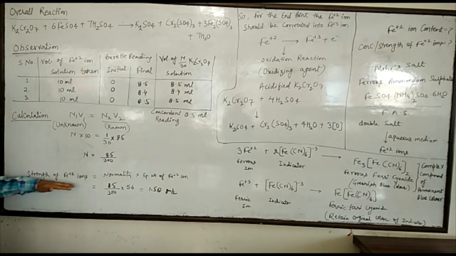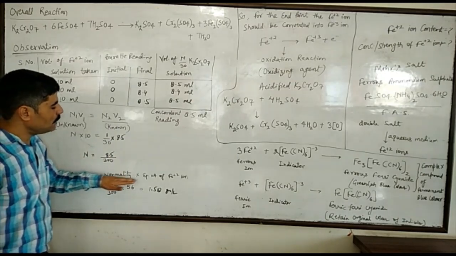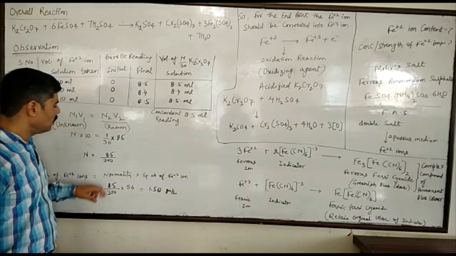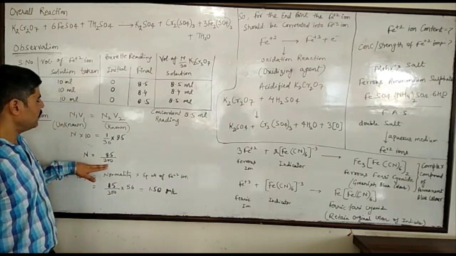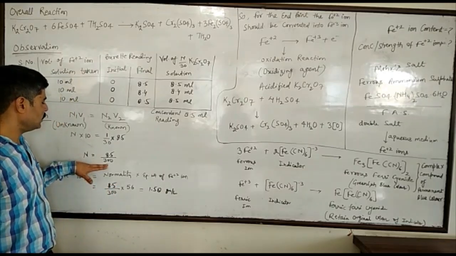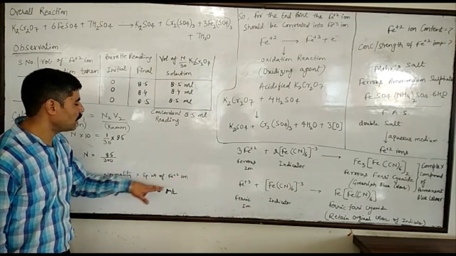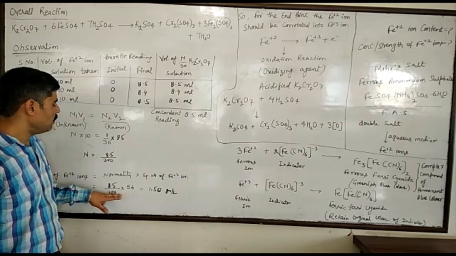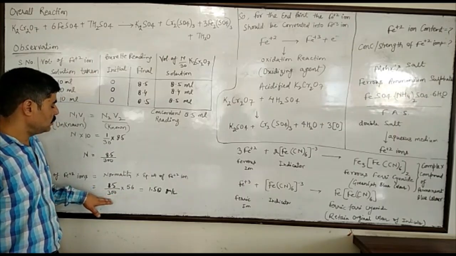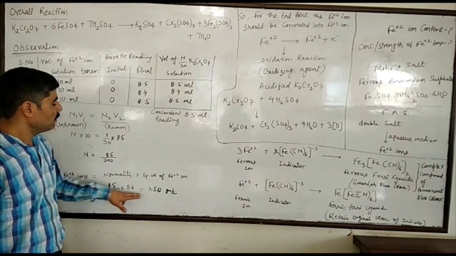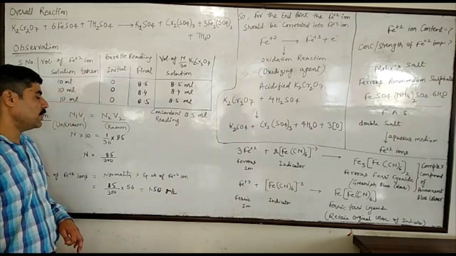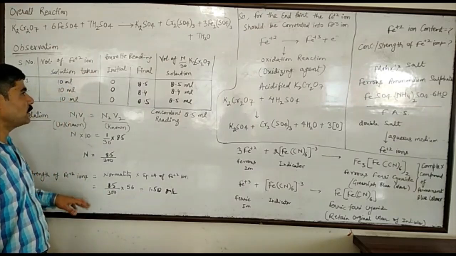Now the strength of Fe+2 ions is normality multiplied by the equivalent weight of ferrous ion. The normality, which we calculated here, is 8.5 divided by 300, and the equivalent weight of Fe+2 ion is 56. When we multiply this 56 with this normality, we get 1.58 grams per liter. That is the strength of Fe+2 ions.